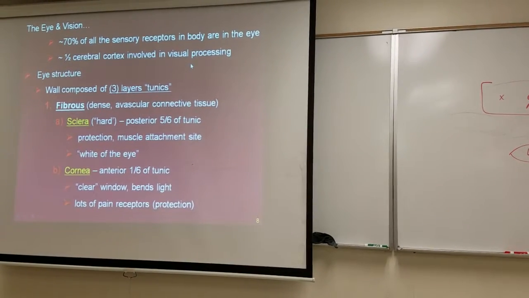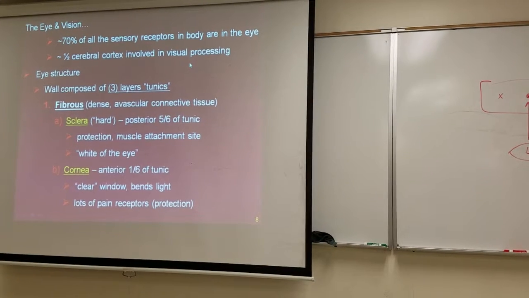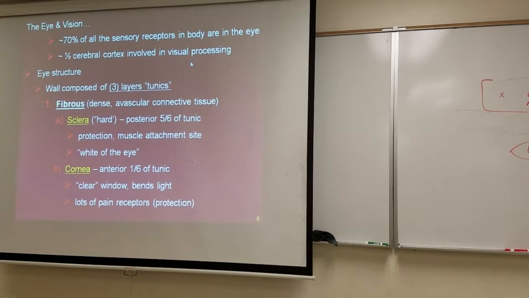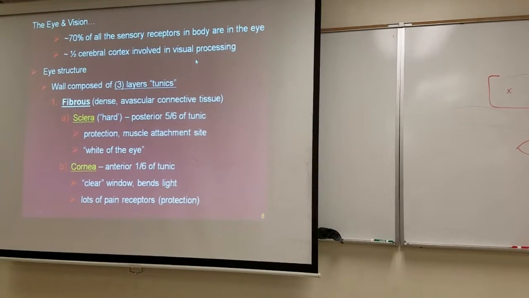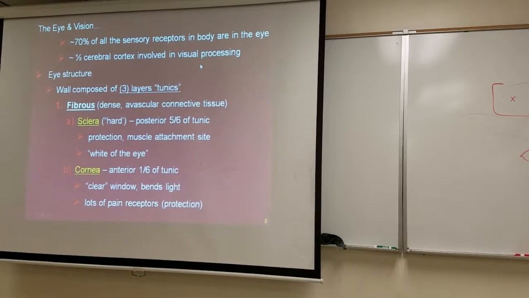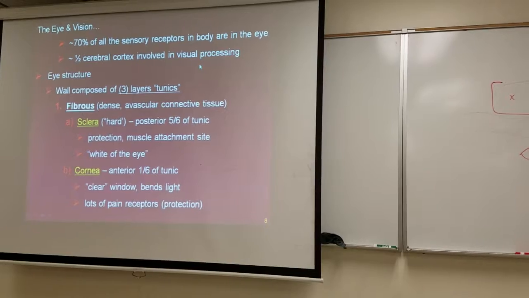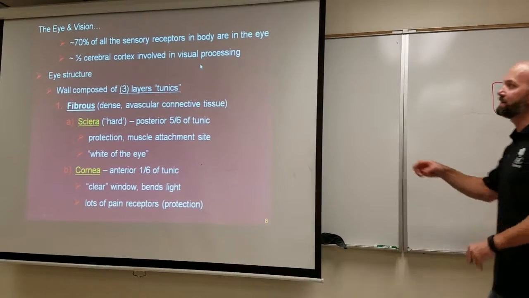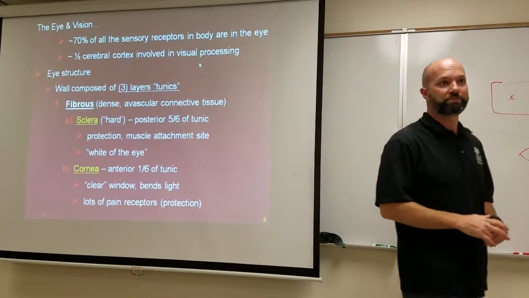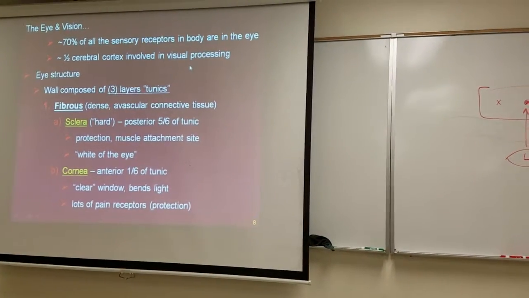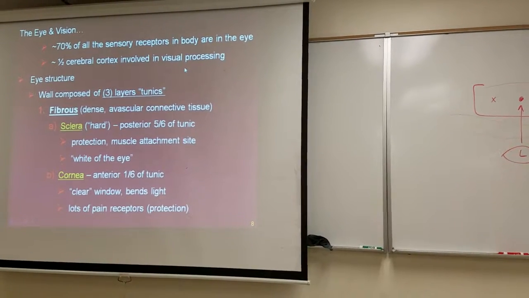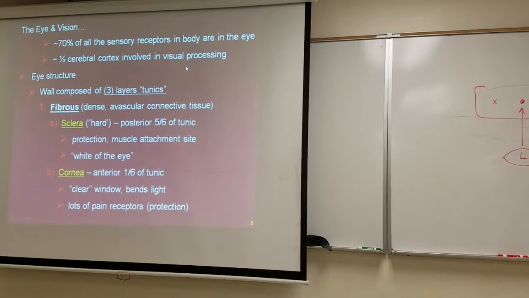Last is vision. 70% of all sensory receptors in the body are in the eye. That's a lot of information to process. Just your visual input alone, coming from 70% of all your sensory receptors. So not surprisingly, about half of your brain is involved in processing visual information. And when I say half of your brain, I'm referring specifically to the cerebral cortex, but that doesn't count for a huge amount of your brain surface area.